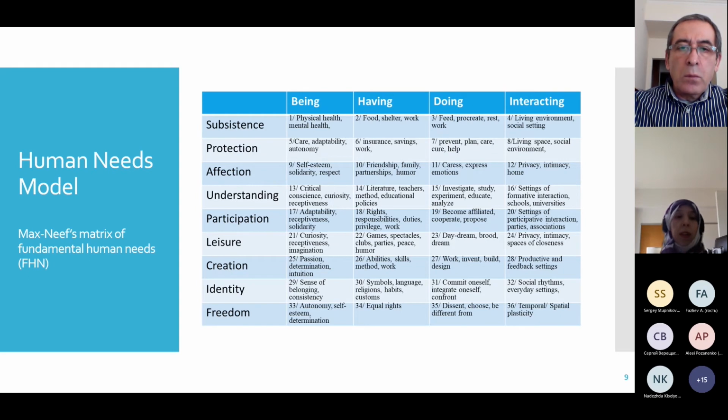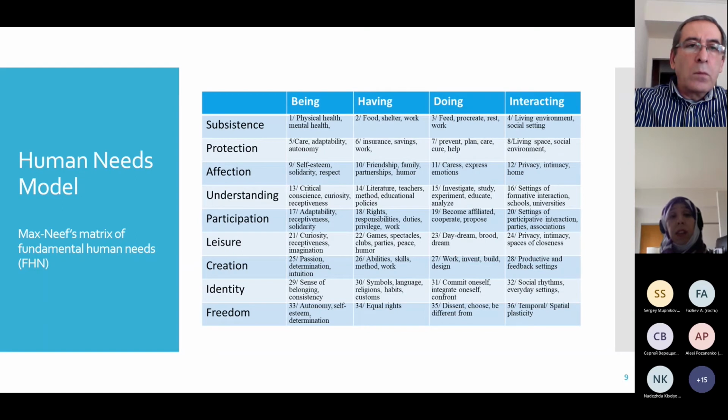So there are different models for human needs. Some of them are well known, like Maslow's pyramid of human needs, and so many others. And we chose this one, the Max-Neef matrix of fundamental human needs. It has basically nine basic needs across four different axes.